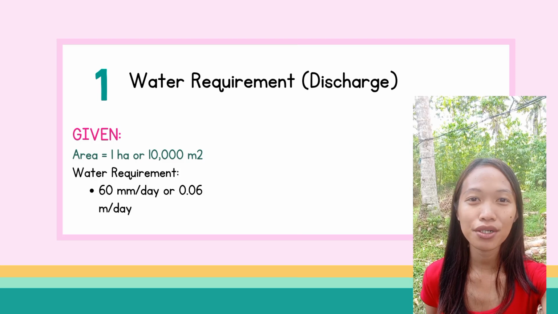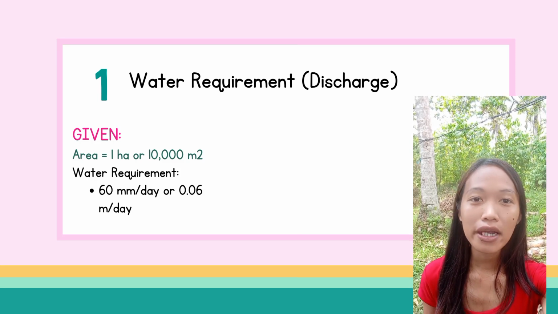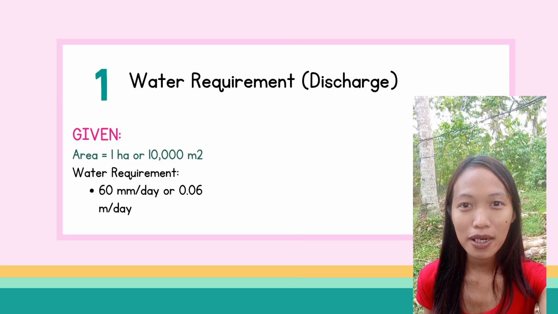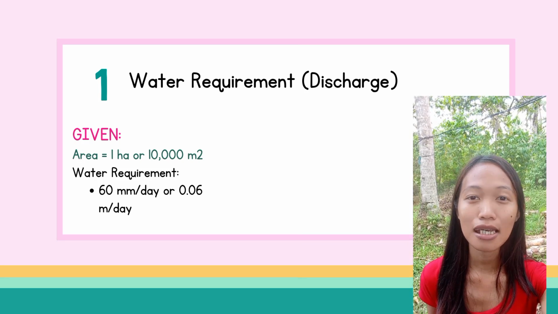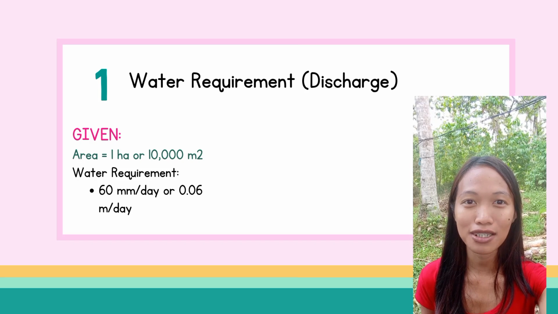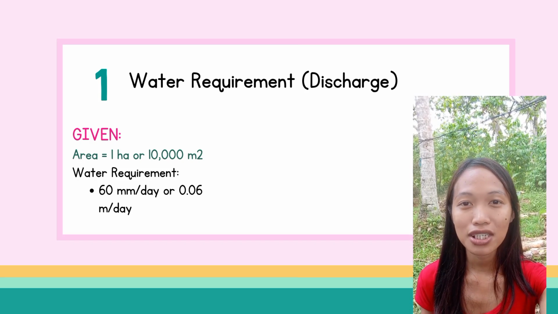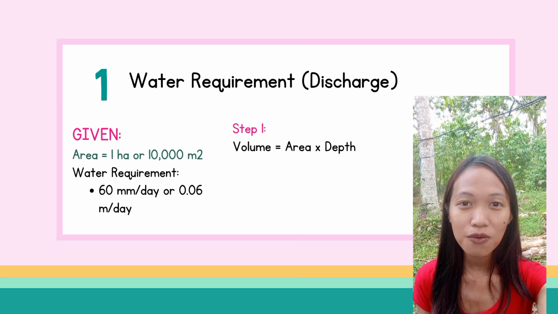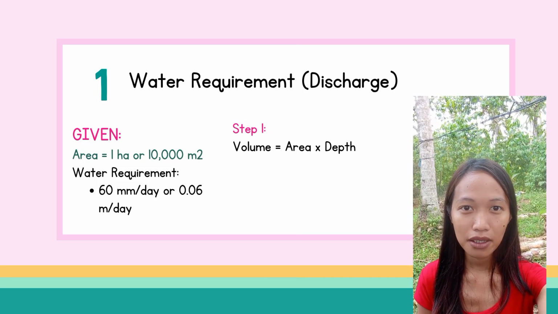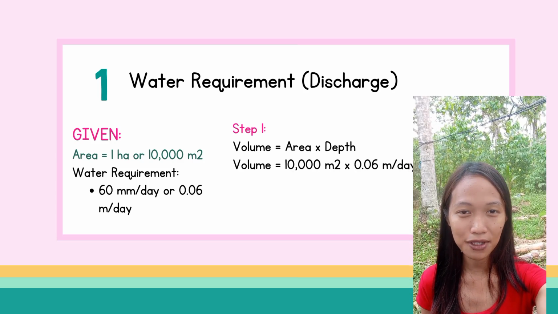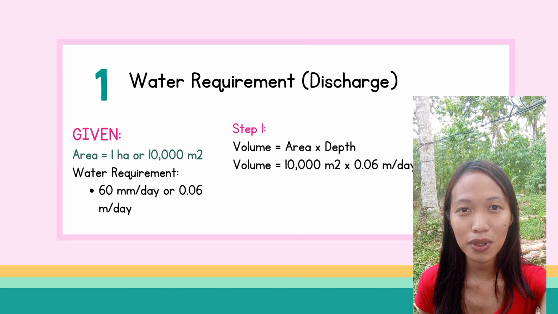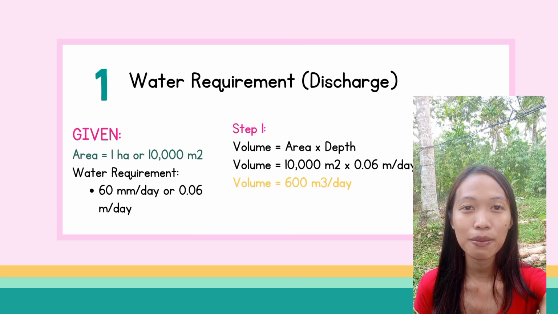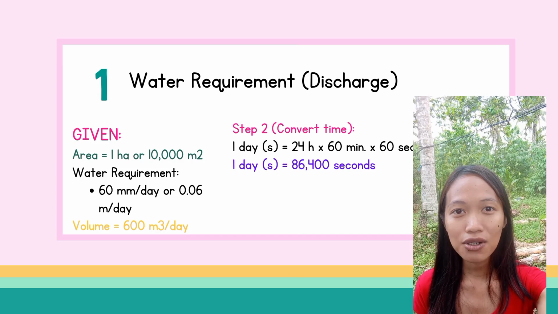Let's first compute the water requirement. Given that our area is 1 hectare or 10,000 square meters, and the water requirement is 60 millimeters per day, which is 0.06 meters per day. To get the discharge, let's first compute the volume. The formula is volume equals area times depth. Therefore, substituting the given, volume equals 10,000 square meters times 0.06, which is 600 cubic meters per day.